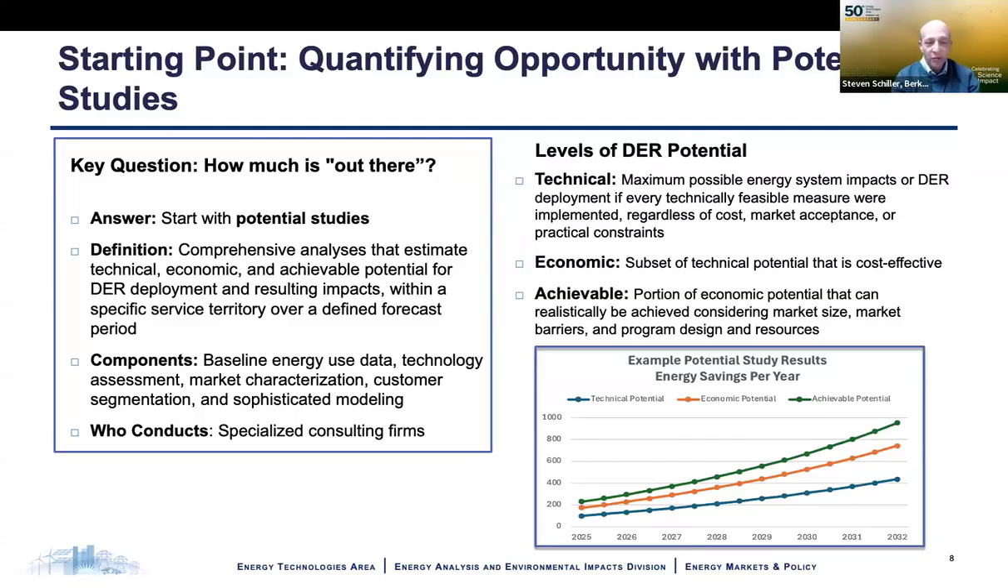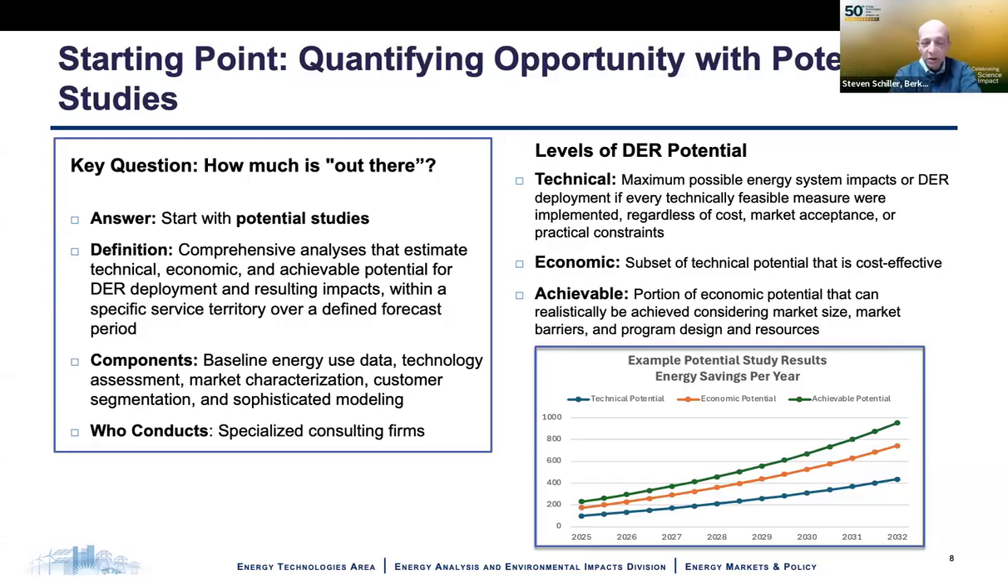So a potential study is basically, hopefully, a comprehensive analysis that estimates what we call the technical, economic, and achievable potential for the deployment of what you're looking to achieve here, within a specified area, service territory, or over a specific period of time.